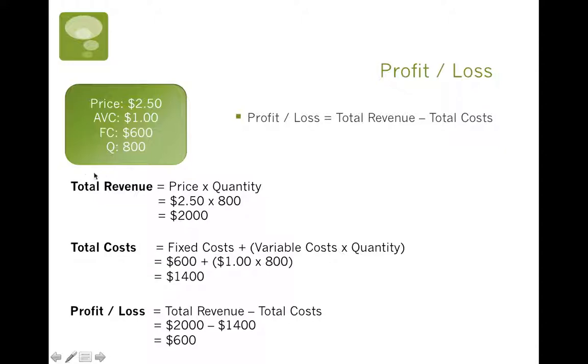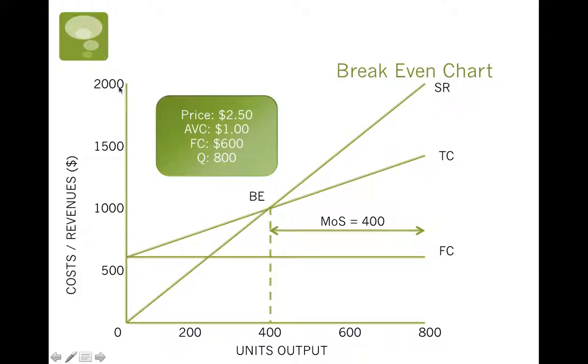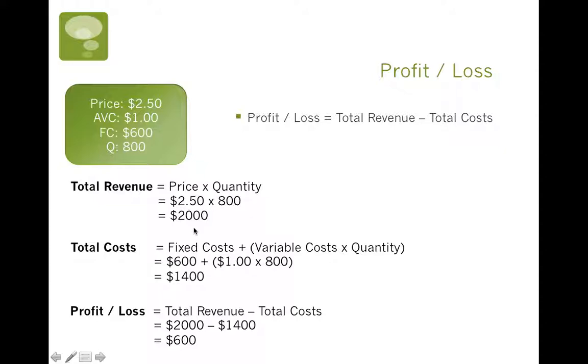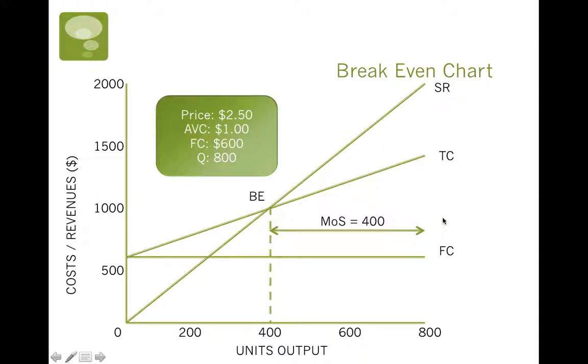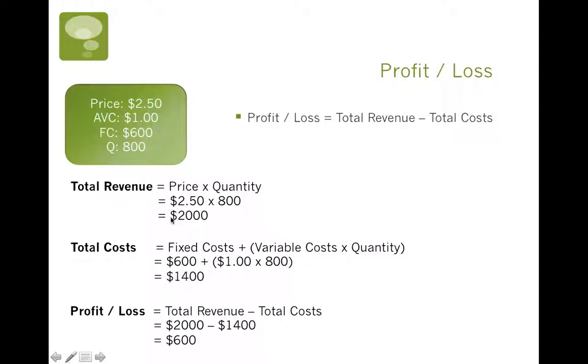In this calculation here, we can look at total revenue. We know that total revenue being price times quantity was $2.50 times 800. That gave us 2,000. That's why our sales revenue line totaled at 2,000. So our total revenue is 2,000. We also know that our total costs line, fixed costs plus variable cost times quantity, which was 600 plus $1 times 800, gave me 1,400. That was why my total cost line was here at 1,400. So I've already done those two calculations. So all I need to say is 2,000 minus 1,400 gives me my profit or loss calculation. Now, regardless whether the company makes a profit or a loss, it's the same calculation.